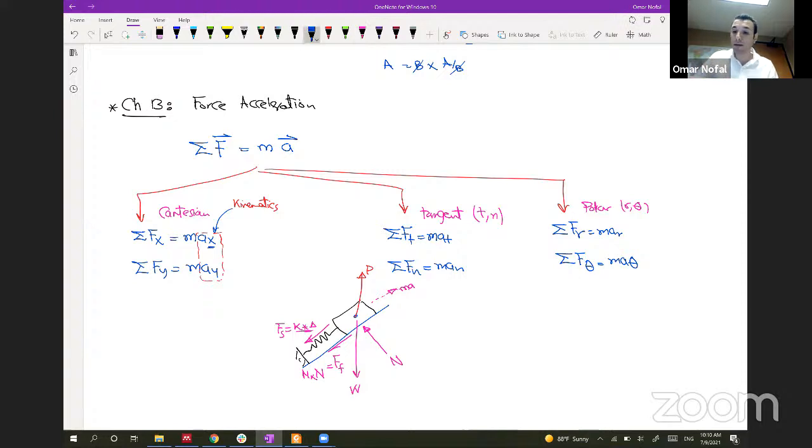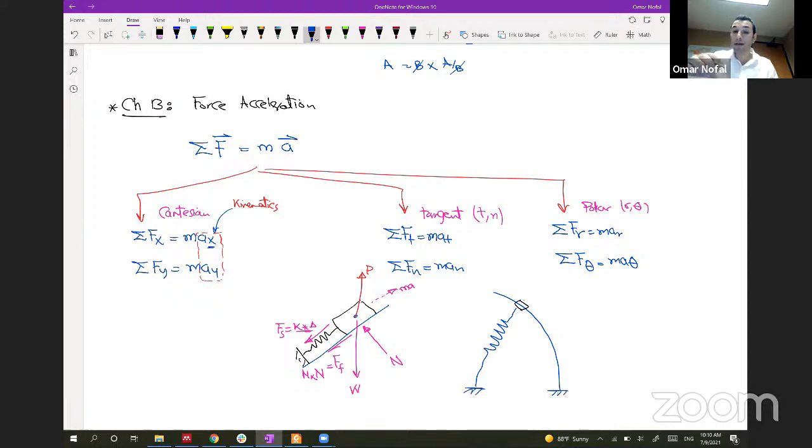Sometimes you will be given a problem where you have a collar that moves on a curved bar like this, and it has a spring. It's something like this.